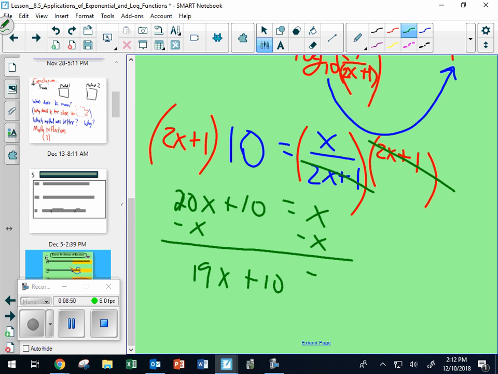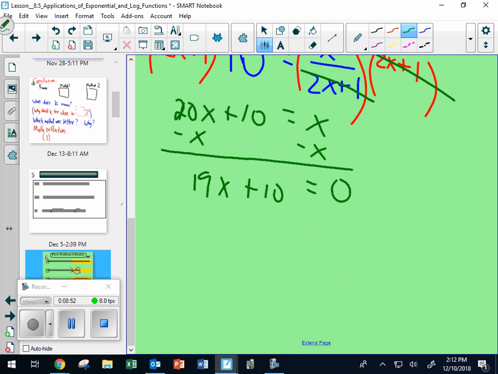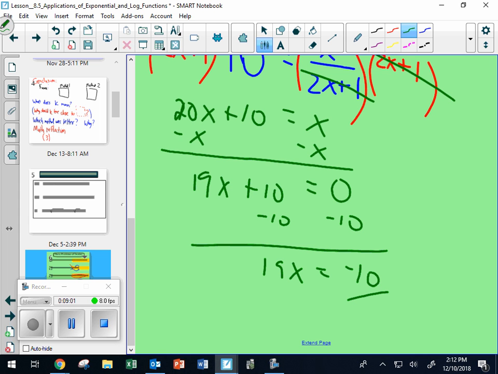And some people are afraid of 0. It's just 0. Not a big deal. It's not like it's all different. I'm going to subtract 10. Final answer, 19x equals negative 10, divided by 19. X equals negative 10 19ths.